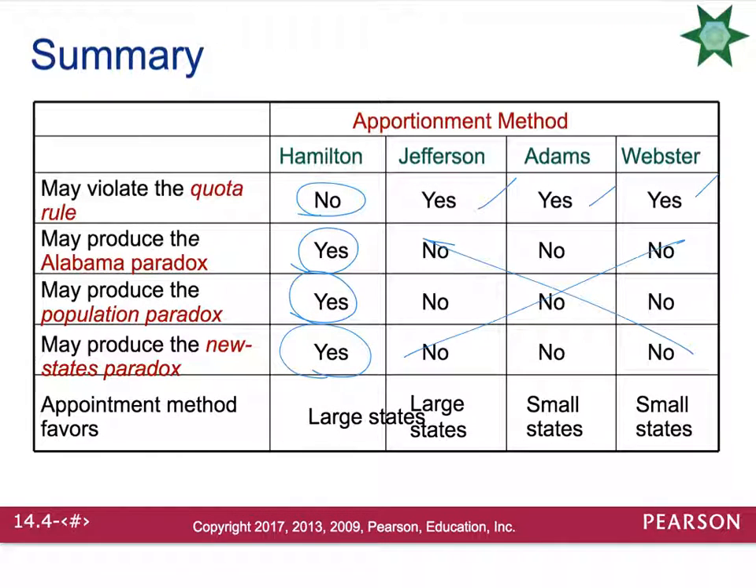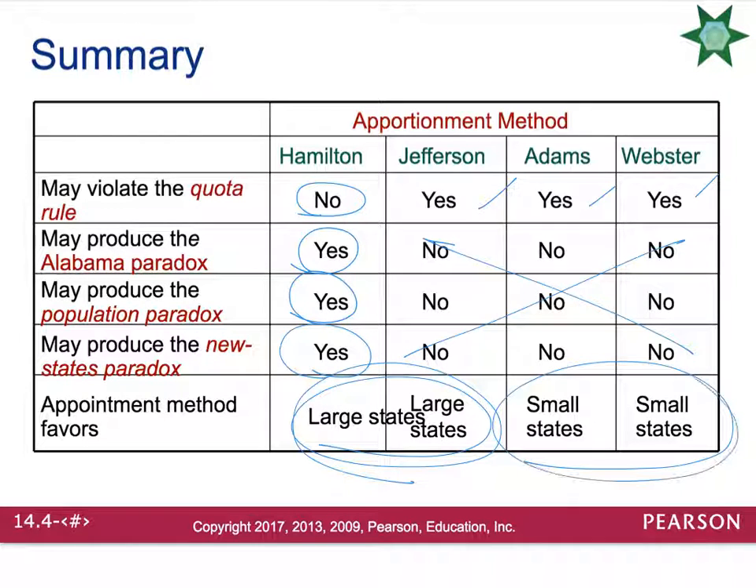And then just on a general note, in general, Hamilton and Jefferson tend to favor the larger states, whereas Adams and Webster tend to favor the smaller states.